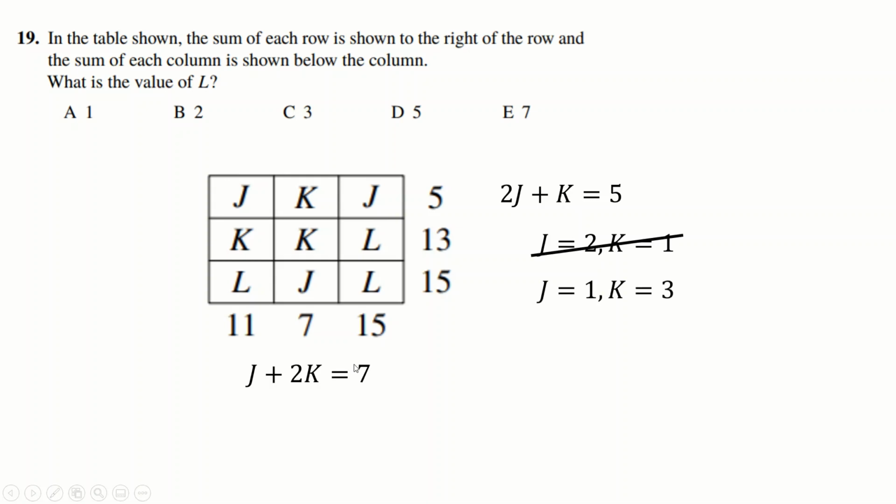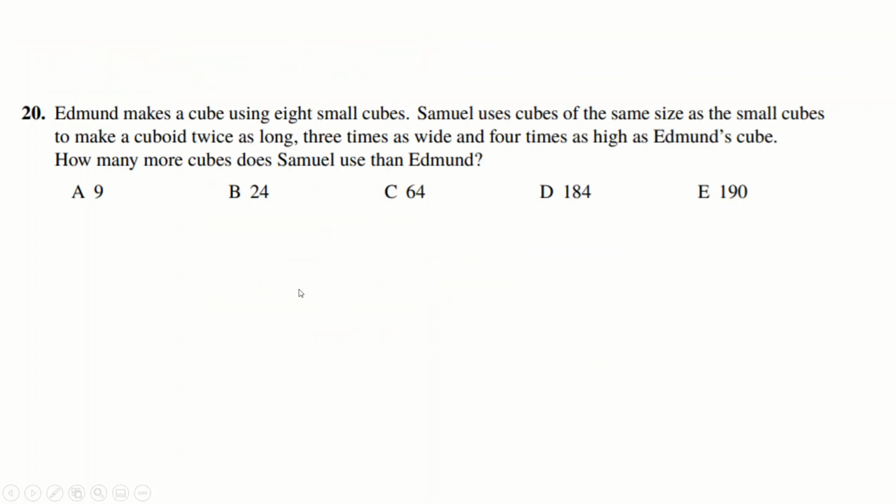Let's just try something else. J is 1, k is 3. 2 times 1 plus 3 is 5. 1 plus 2 times 3 is 6, plus 1 is 7, so that's good. So this is the solution. And now I can just look down here. J plus k plus l is 11, but I know j is 1 and k is 3. And I can get my answer as l is 7. Again, if you've done simultaneous equations, that question is much easier, but whatever.